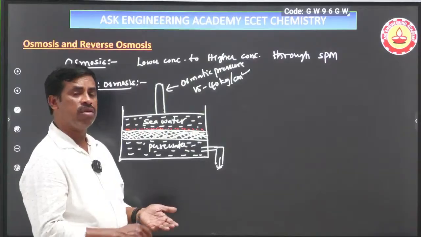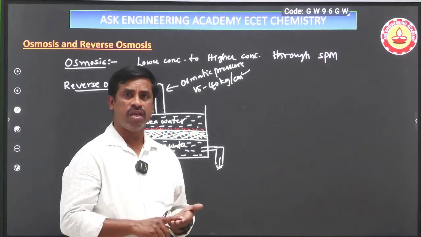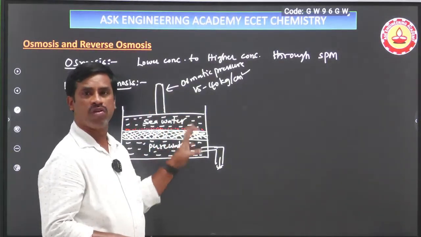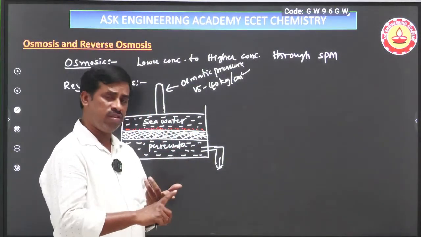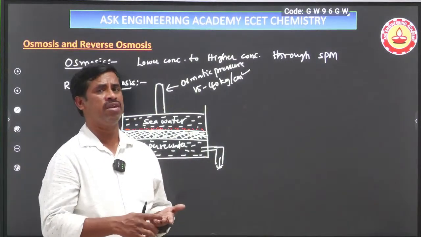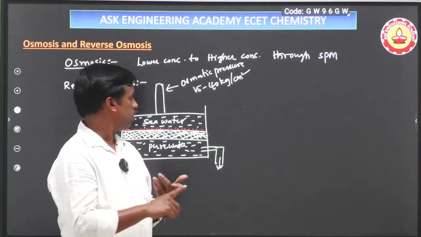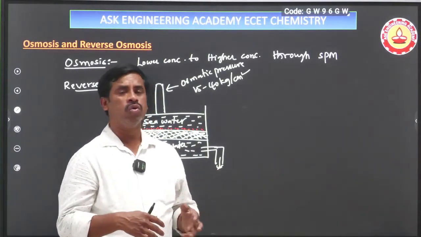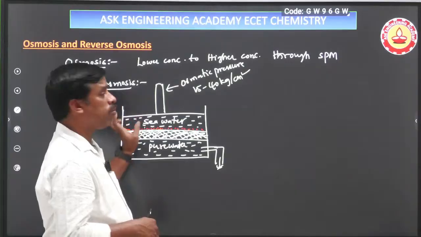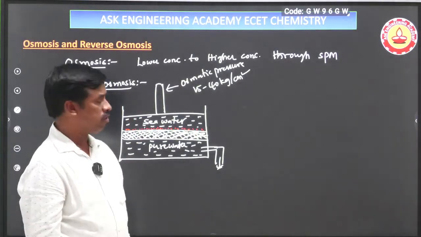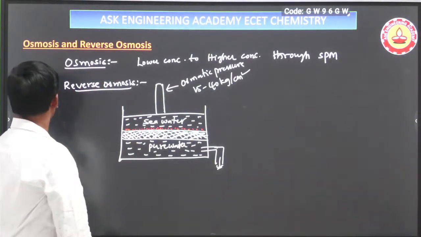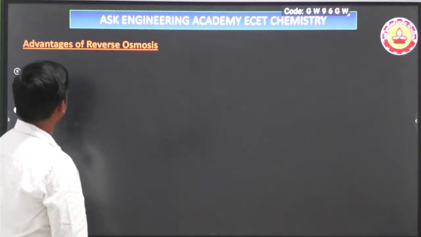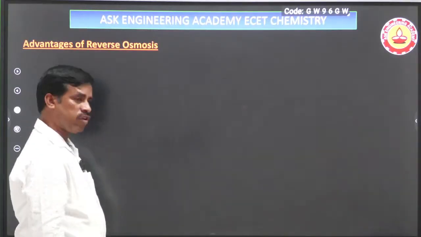Nowadays whatever water purifiers are used for home purposes all work under the principle of reverse osmosis only. Nowadays different kinds of brands are available in the market. What are the brands available? Kent mineral water, Aquaguard, Aquafresh, etc. also work on the principle of reverse osmosis process.